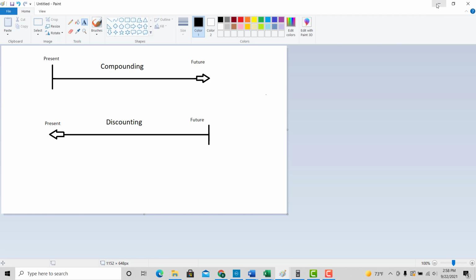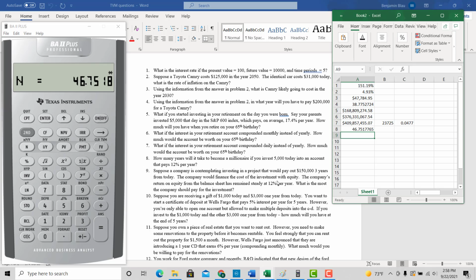Now, the question asks, what is the most the company should pay for this investment? That present value is going to be super important in suggesting to the company that the company should not pay a penny over what the present value of that future cash flow is going to be. Okay, so let's go ahead and do this.